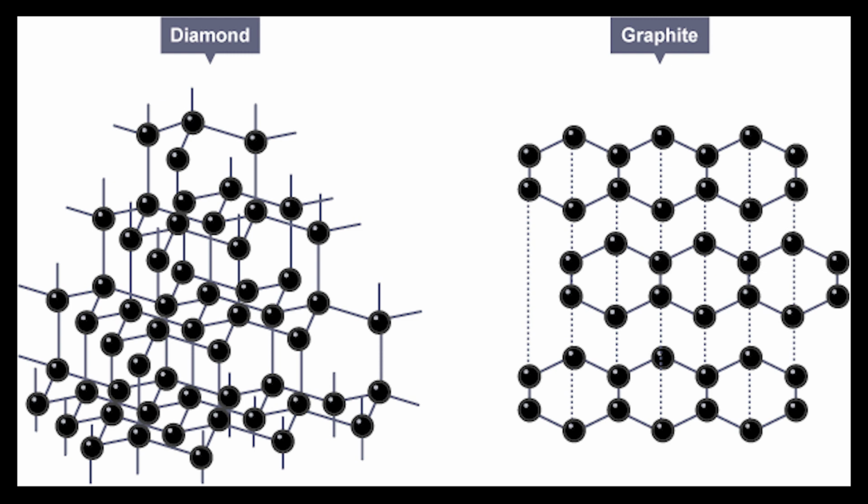Atoms can be connected to other atoms in different ways. The way atoms are connected affects the properties of an element. Graphite and diamonds are both made from carbon.